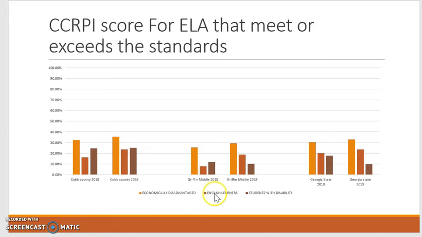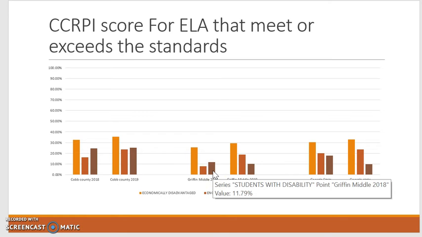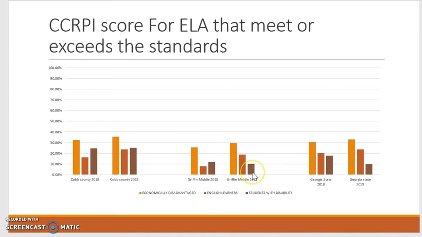Economically disadvantaged, English language learners, and students with a disability are all compared over 2 years, 2018 to 2019. For Cobb County, you can see there has been an increase in all three populations. Griffin Middle School actually saw a decrease in students with disabilities, dropping from 11% to about 10%, but the other two populations did increase, and the state level also saw something of a dramatic decrease in students with disabilities.